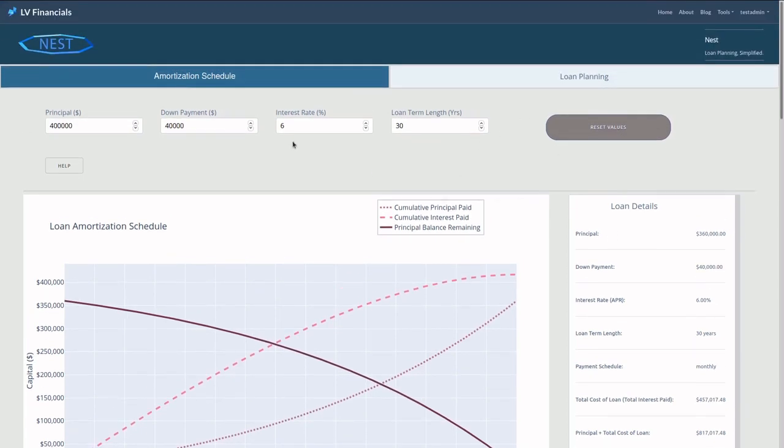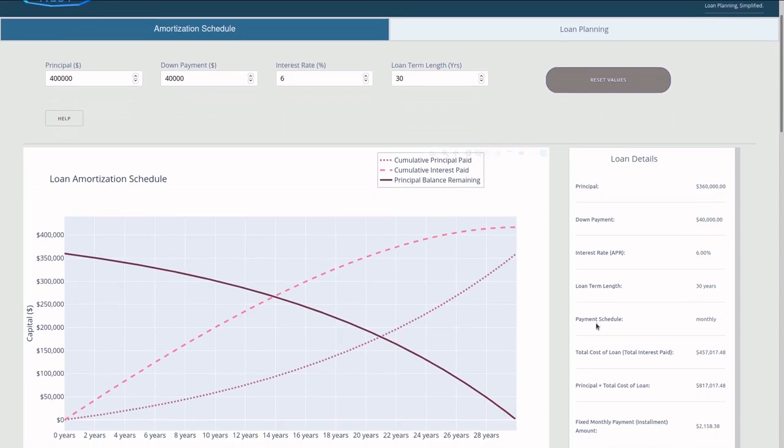So what this tells you is that you should find a lower interest rate than 6% so that you won't pay more in interest than the home is actually worth at the time that you buy it.